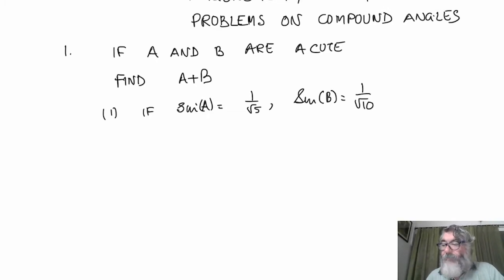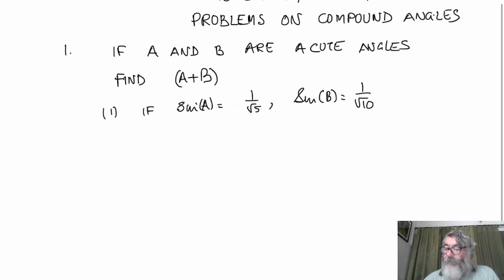We are doing problems on compound angles. He has given: if A and B are acute angles, find A plus B. He says if sine A is 1 upon root 5 and sine B is 1 upon root 10.